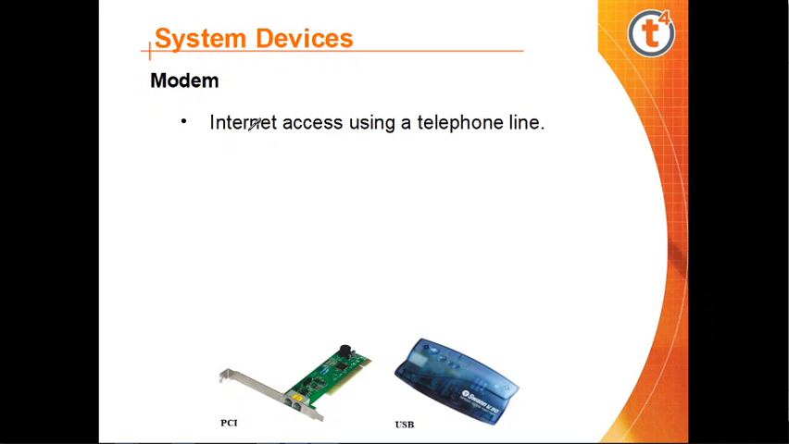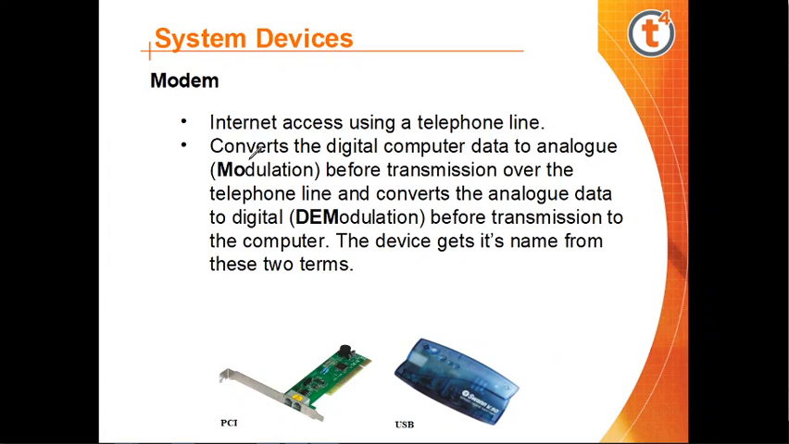Next is the modem, which provides internet access using a telephone line. With the help of a telephone line we can access the internet. It converts the digital computer data to analog before transmission over the telephone line and converts the analog data back to digital. This is demodulation, before transmission to the computer. The device gets its name from these two terms: modulation and demodulation.